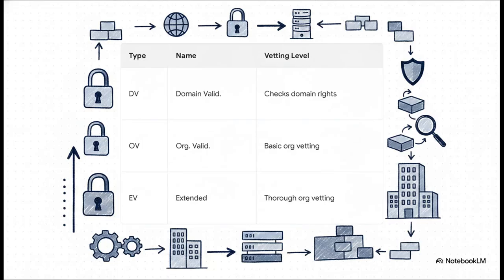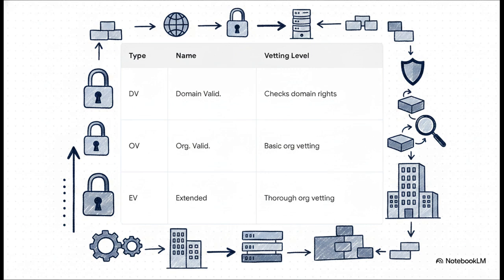Certificates aren't all created equal, though. They're issued based on strict vetting levels. Domain validation, or DV, is the most basic. The CA just checks that the applicant actually has the right to use that specific domain name. Step up a level to organizational validation, or OV, and the CA conducts basic vetting of the actual organization behind the domain. Then, for the absolute highest level of trust, we have extended validation, or EV.